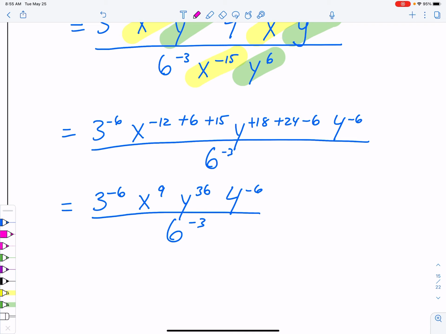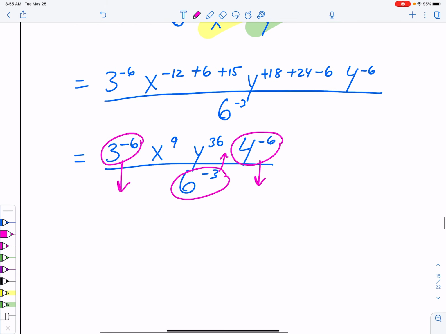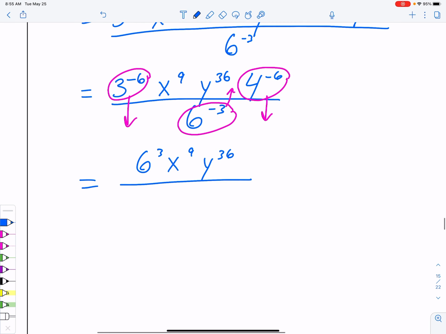So now we need to move things that have a negative exponent. They change where they are. So this is going to come down, and this is going to go up. So we get 6 to the 3, x to the 9, y to the 36 over 3 to the 6 times 4 to the 6.